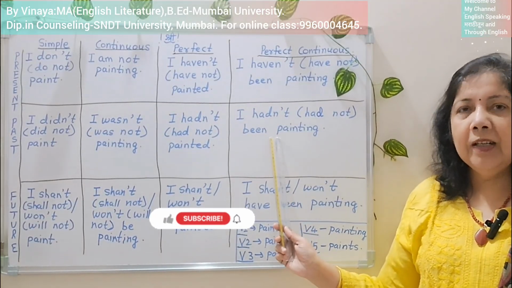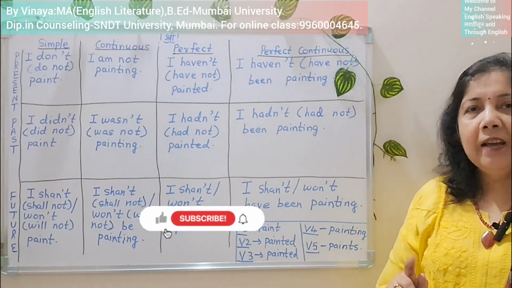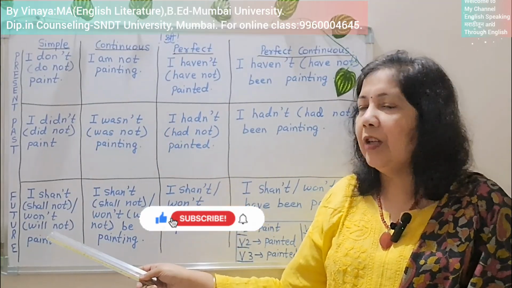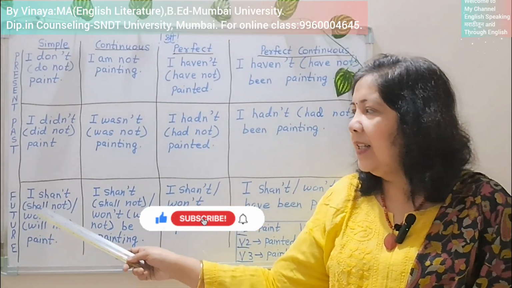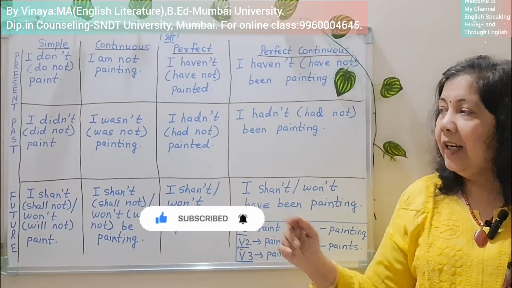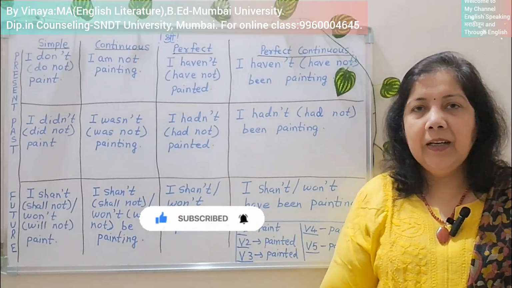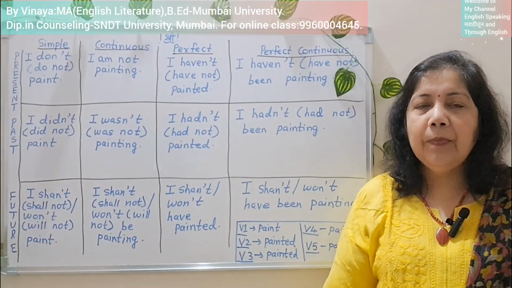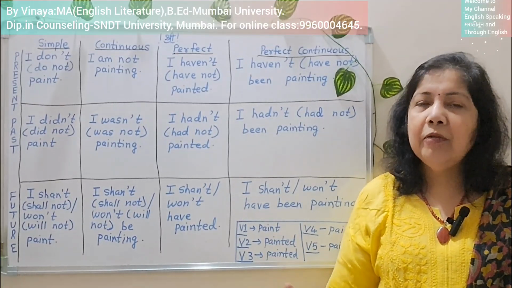Now past tense is over. Let's move on to the future tense. First in future tense is simple future tense. Sentence is I shan't or shall not, won't or will not paint. Let me read it separately once. I shan't paint, I shall not paint, I won't paint, I will not paint. Why now this type?